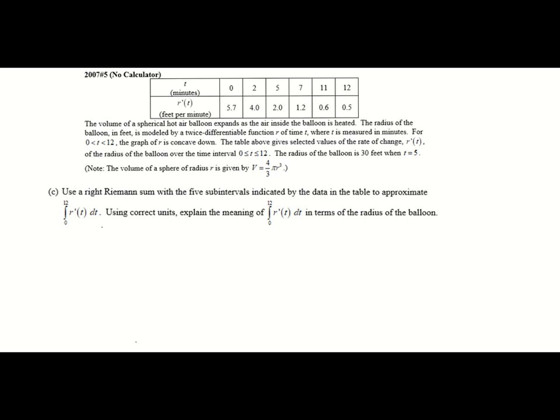Moving on to part C. It says use a right Riemann sum with the 5 subintervals indicated by the data in the table to approximate the integral from 0 to 12 of r prime of t dt. Using correct units, explain the meaning of the integral from 0 to 12 of r prime of t dt in terms of the radius of the balloon. Okay, so starting off with a right Riemann sum.